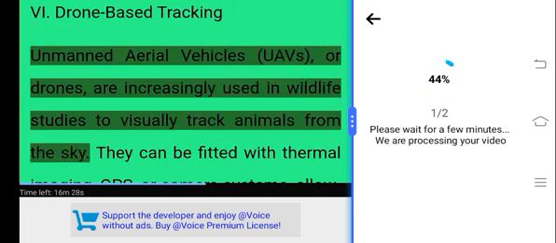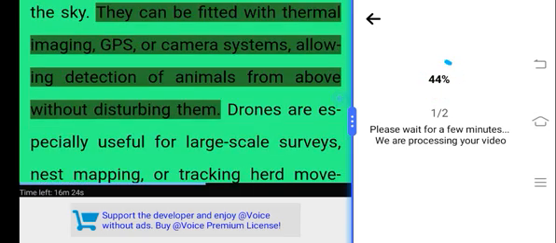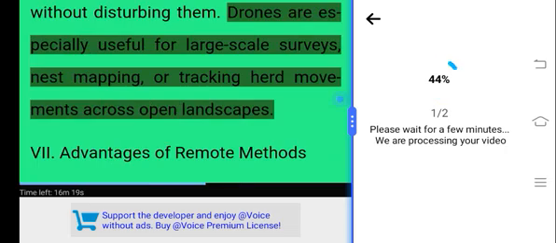6. Drone-based tracking. Unmanned aerial vehicles, UAVs, or drones, are increasingly used in wildlife studies to visually track animals from the sky. They can be fitted with thermal imaging, GPS, or camera systems, allowing detection of animals from above without disturbing them. Drones are especially useful for large-scale surveys, nest mapping, or tracking herd movements across open landscapes.